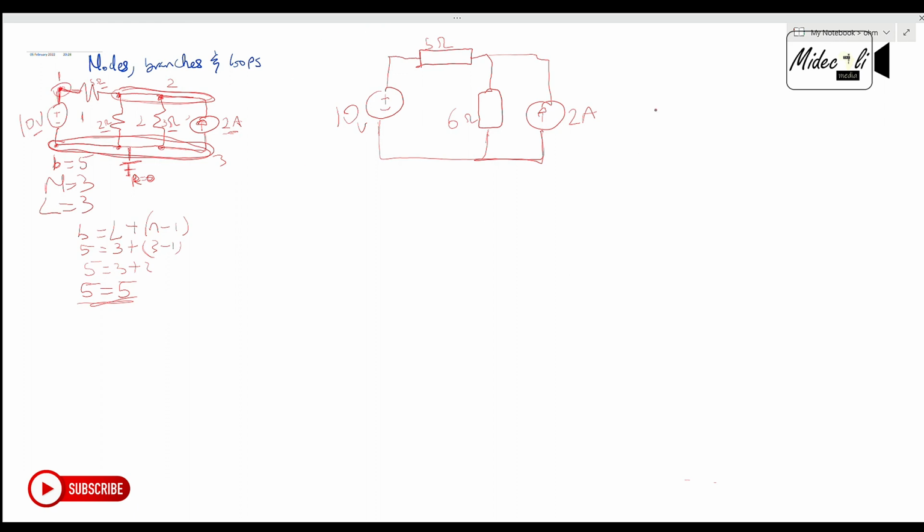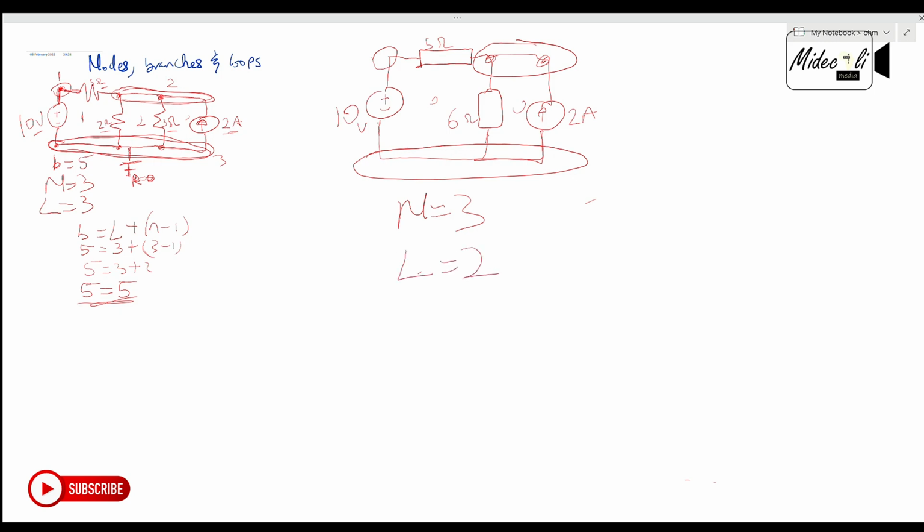So for this now, we have to look at it, right? How many nodes do we have? Remember, this is this and this. We join them together. 1. Always pick this as your reference node. 2. And our third node, 3. So we have our N is equal to 3. And we have 2 loops. Our L is equal to 2.